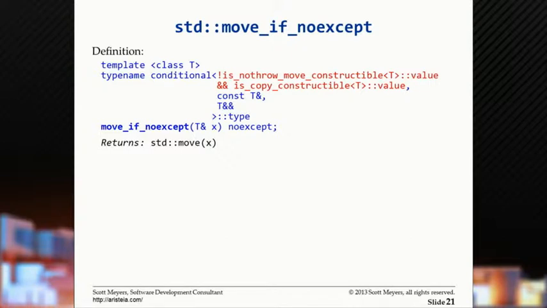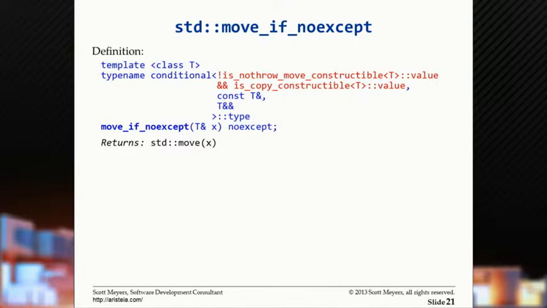So what this thing is actually telling you, notice the returns, which I literally copied out of the standard. All it says is it returns move of x. So all it's doing is an unconditional cast. What it's doing is it's playing games with the return type, which will actually, under some conditions, undo the results of the unconditional cast. Therefore, making the unconditional cast a conditional cast.